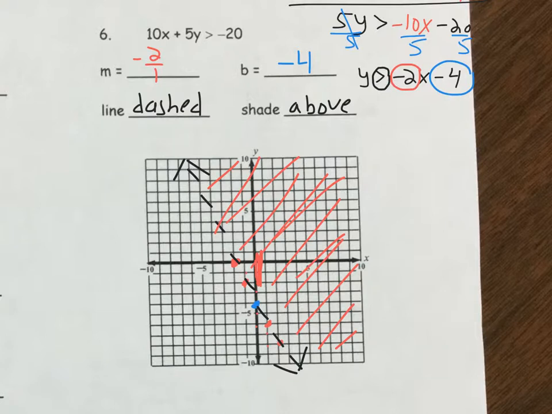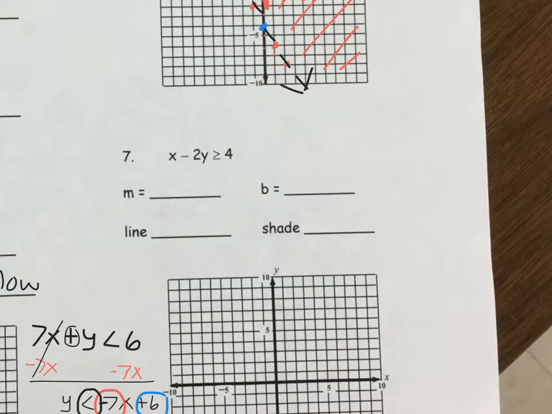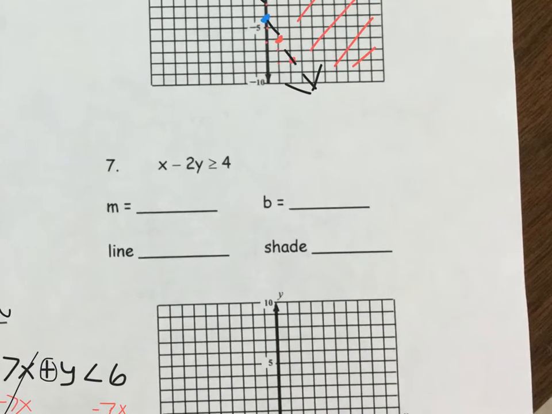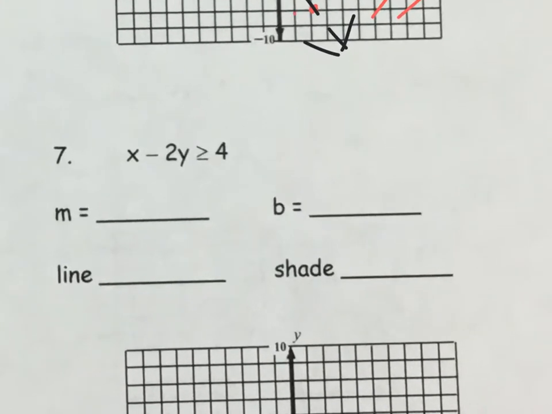All right, so now try number 7 on your own. Ready, go. What you should have gotten when you got y by itself is that the sign would have flipped because we're going to divide by that negative. So that's y is less than or equal to a positive 1/2 x and then a minus 2. That's what you should have gotten for your inequality.